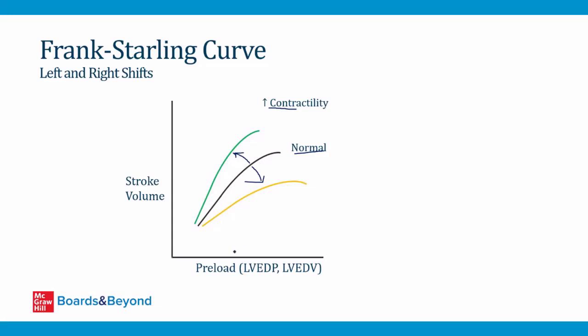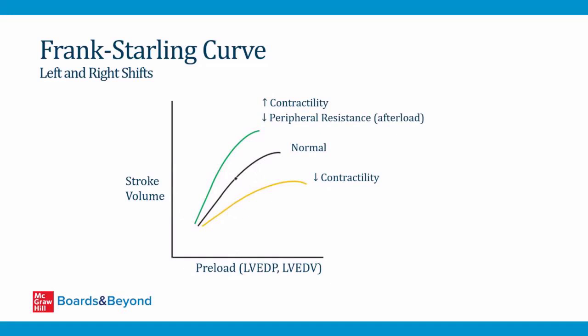So let's think about what that means. For a given preload to the left ventricle, if you're operating on the normal curve, you would generate this stroke volume right here. But if contractility goes up, then for that same preload, you now hit this point on the green curve and you're operating at a higher stroke volume. And so hopefully that makes intuitive sense to you. When contractility goes up for a given preload, you're going to generate more stroke volume. And the reverse is true if contractility goes down. If contractility goes down for a given preload, you're going to hit the yellow line and generate less stroke volume.